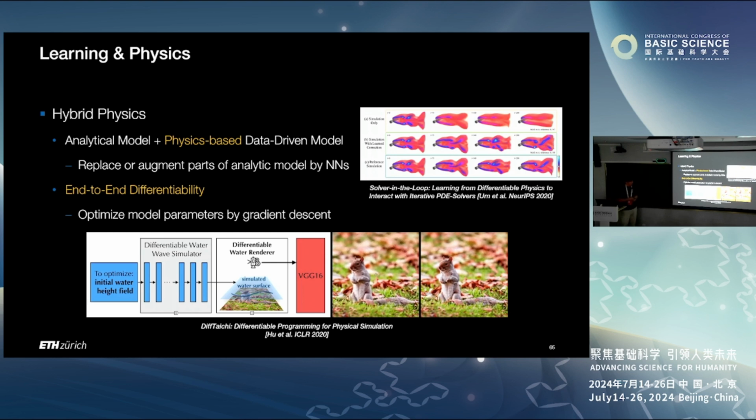Here is a very interesting example. They built a differentiable water wave simulator, and since it is differentiable, they could optimize the initial water height field to break the VGG network, for instance. Here the VGG network classified this as an image of a squirrel, but this is an adversarial optic. By putting this wave effect on here, they made the VGG classify this one as a goldfish or some other objects. So with this differentiable simulator, it's possible to optimize in that sense.